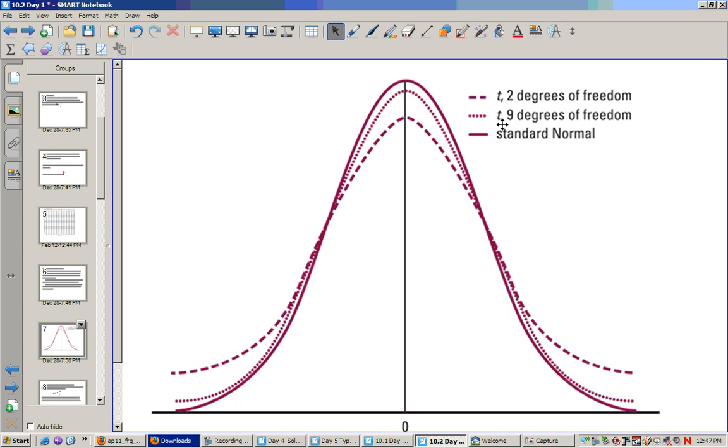And if I have a degree of freedom of 9, you can see that this dotted line is really close to the standard normal curve. That's if there are 10 data points, which would give you a degree of freedom of 9. If there are 3 data points, that gives you a degree of freedom of 2. And you can see that it's a lot wider and shorter than our standard normal curve.